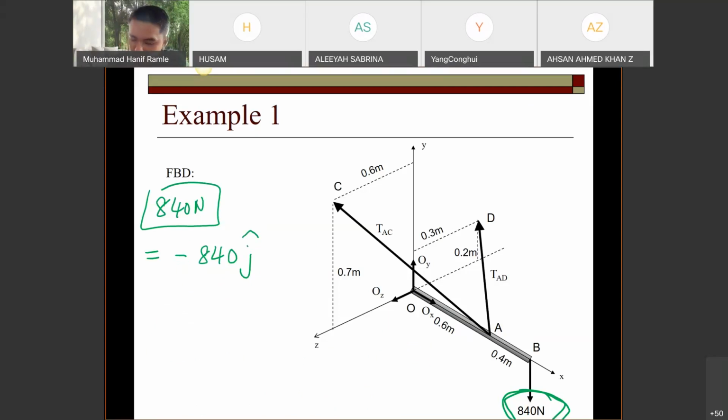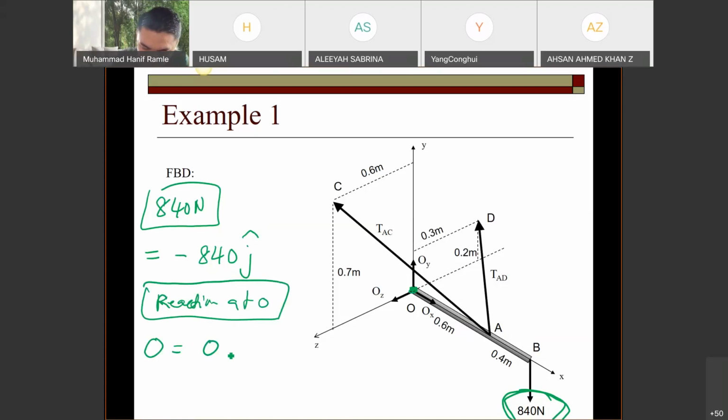Don't forget we have another one, which is point O. I put it as O reaction. So O you can determine straightforwardly like this: Ox I plus Oy J plus Oz K. So you have all those equations in terms of IJK form. Then you can apply the equilibrium system, this one, to develop the equations.